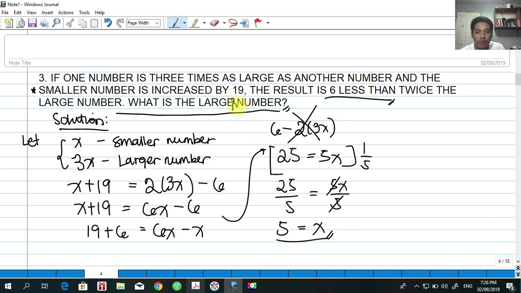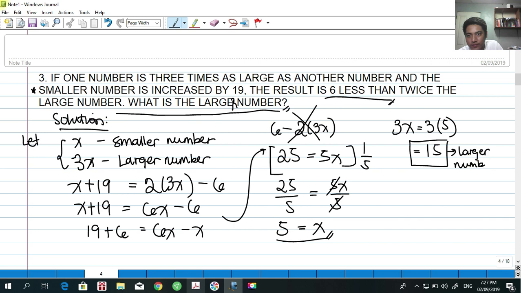What is the larger number? This is the smaller number. The larger number is thrice the smaller number. So what will happen here? The larger number is 3 times 5, which is actually 15. This is the larger number. That must be our answer.